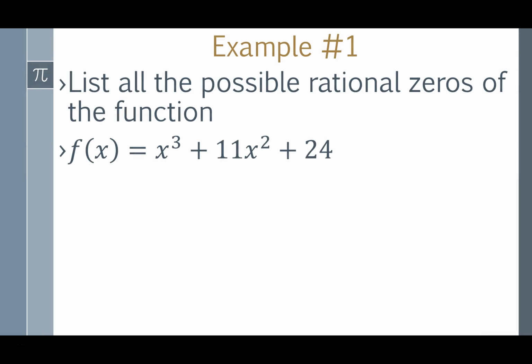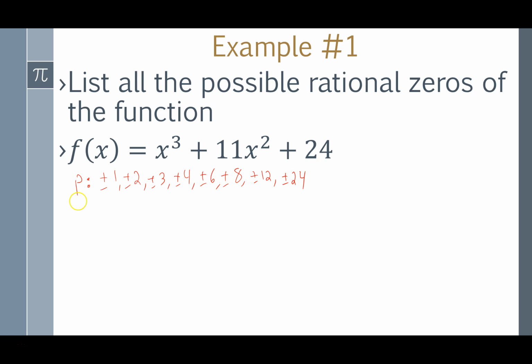So for here, our constant at the end is 24. So our p-value is all the possible factors of 24. So 1, 2, 3, 4, 6, 8, 12, and 24. We must also remember to list positive and negatives there, because it could be a positive or it could be a negative factor. Both will have to be counted.